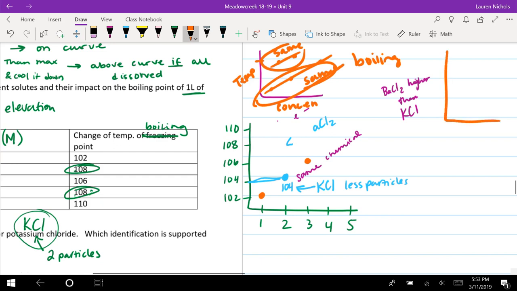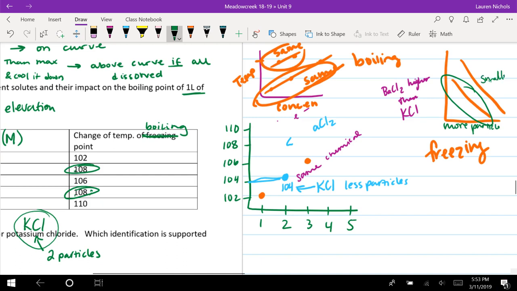Now, if we have the temperature and concentration, and we've got those kind of lines, and it was freezing, if we're looking at freezing point, then it would be the opposite look, and this line would have the more particles. And this one would be the smaller number of particles because it would have to have a higher concentration to be at the same low temperature. So that's just something to keep in mind.